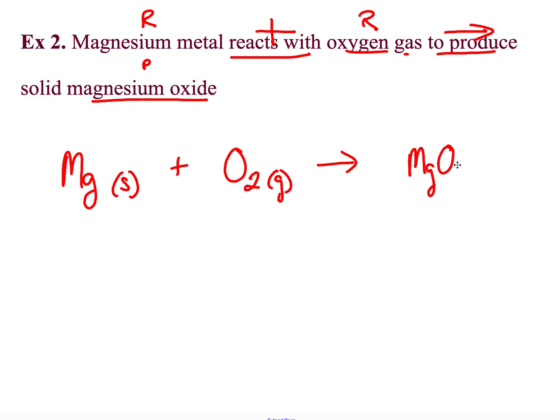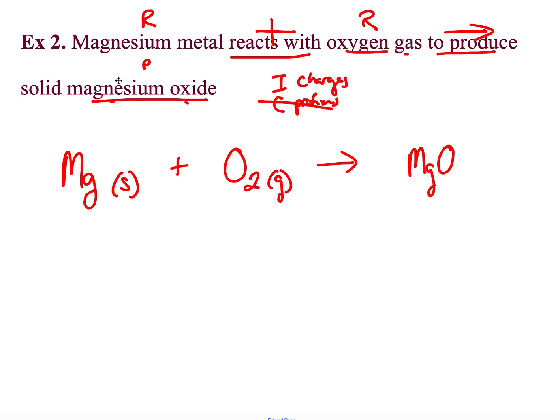But is it a 1-to-1 ratio? I don't know. I have to figure out, is that ionic or is it covalent? What rules do I follow? Remember, covalents are prefixes. So I look at magnesium oxide and I don't see any prefixes. So it's ionic. Ionic means I got to know my charges.